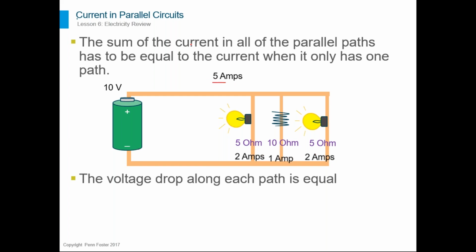Okay, the sum of the current in all of the parallel paths has to be equal to the current when it only has one path. So you started out with 5, so when it splits up into these different paths, we still have to have 5. So we have 2 plus 1 plus 2, and that still gives us 5. So we didn't lose any current.